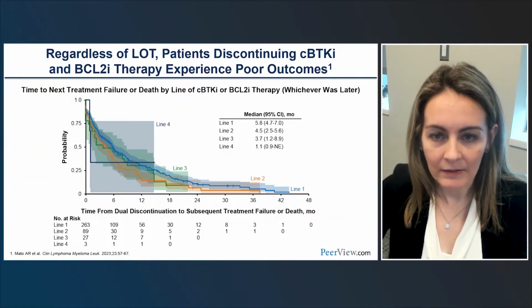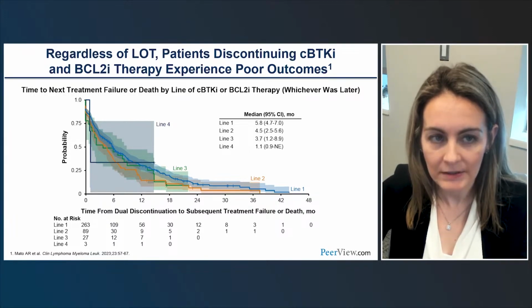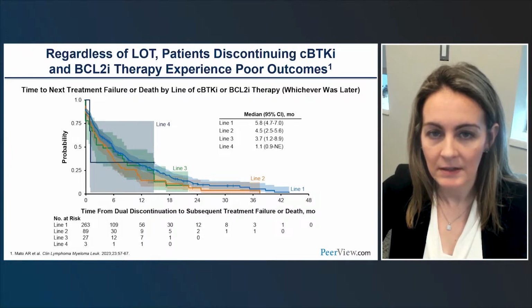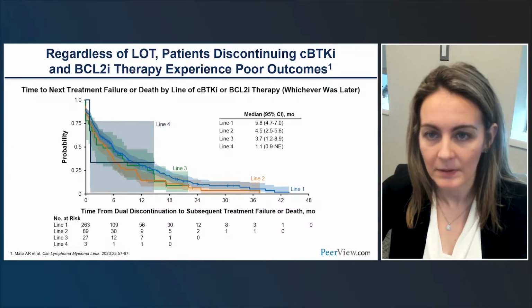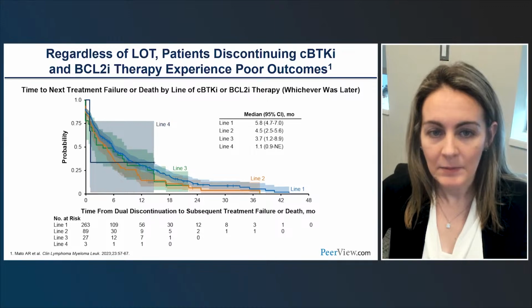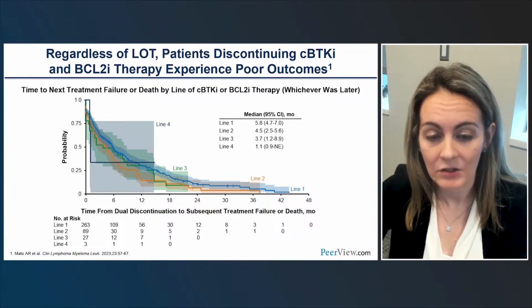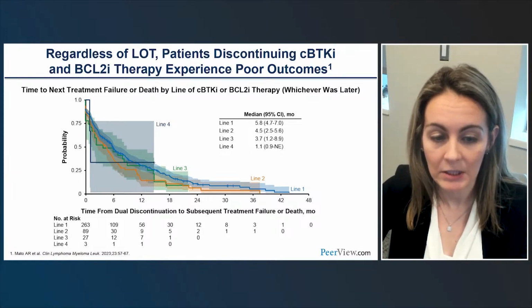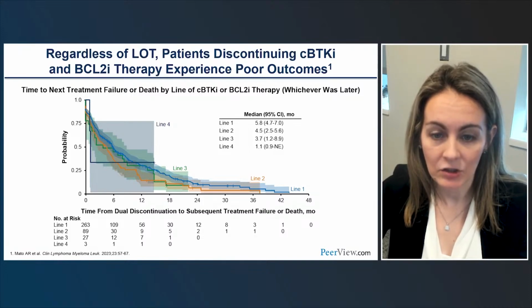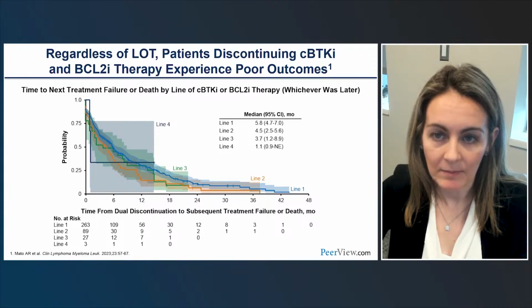This is data that looks at a relatively large data set of patients and highlights that patients who discontinue a covalent BTK inhibitor therapy and BCL2 inhibitor experience in general poor outcomes overall. So you see the time at the bottom, the time from discontinuation to subsequent treatment failure, and by line of discontinuation. Overall, this represents that the outcomes after a BTK inhibitor and BCL2 inhibitor generally are poor as of this publication in 2022.